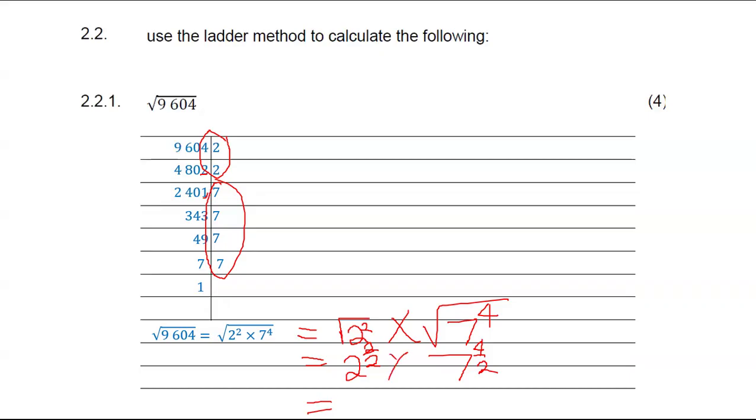I will end up having a base of 2 to the exponent of 1 because 2 divided by 2 is 1, multiplied by a base of 7 to the exponent of 2, which is the same as 2 multiplied by 49, and 2 multiplied by 49 will give me 98, which is my final answer.